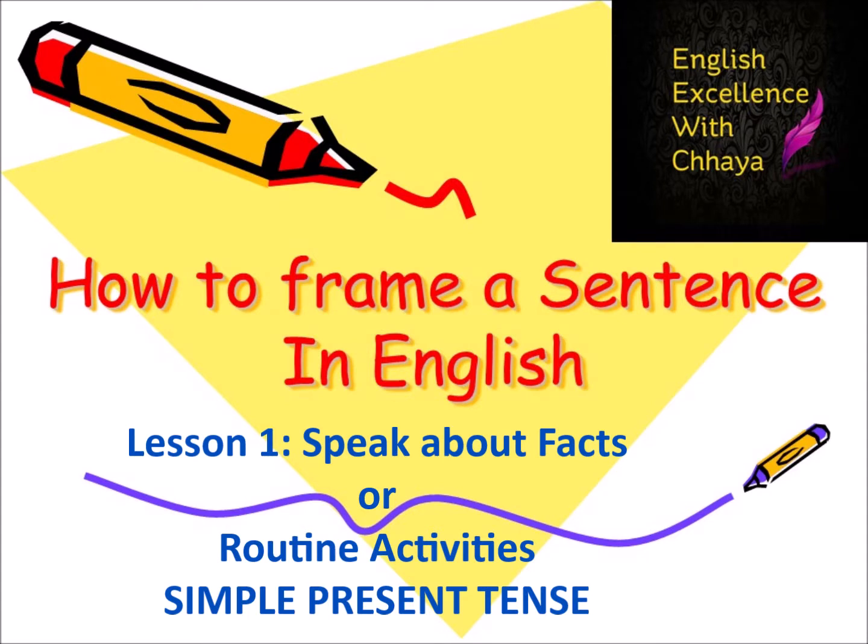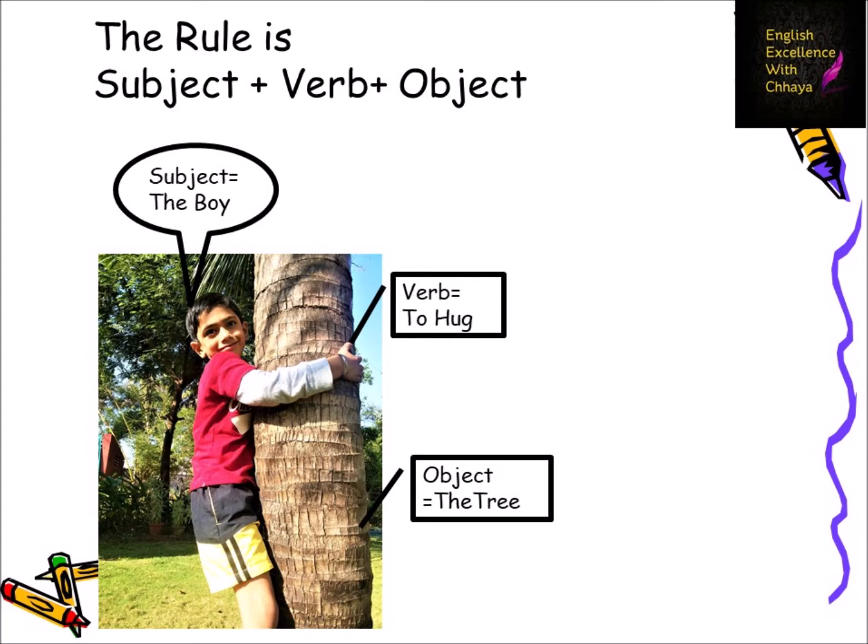The focus of this video is to teach you how to construct a sentence in English. In lesson 1, we will concentrate on facts and regular or routine activities, the grammar terminology for which is simple present tense. The rule is simple: subject plus verb plus object.